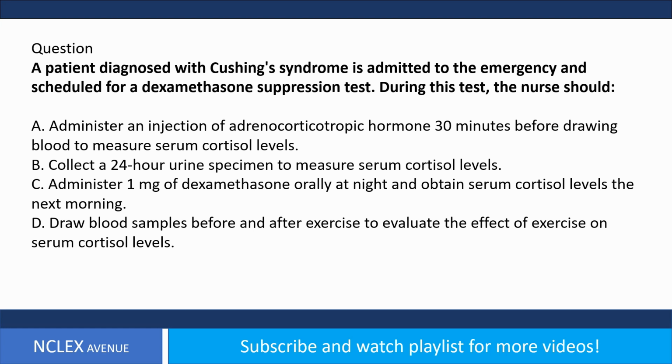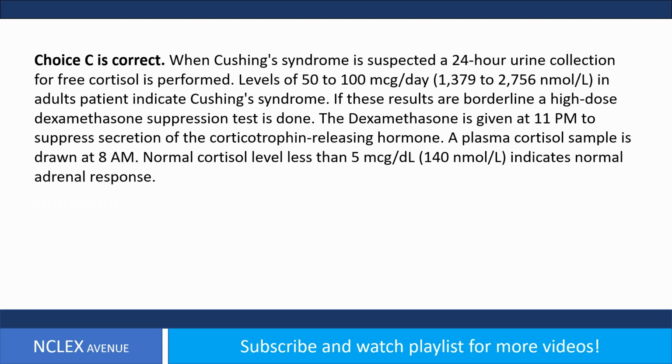Explanation. When Cushing's syndrome is suspected, a 24-hour urine collection for free cortisol is performed. Levels of 50 to 100 mcg per day (137.9 to 275.6 nmol per liter) in an adult patient indicate Cushing's syndrome. If these results are borderline, a high-dose dexamethasone suppression test is done.